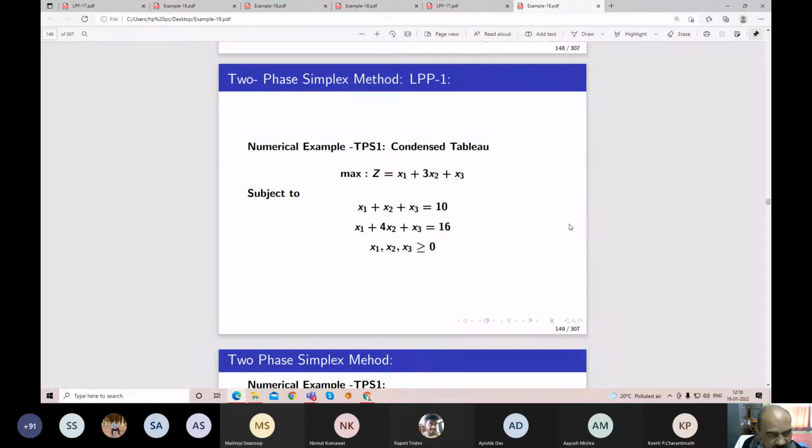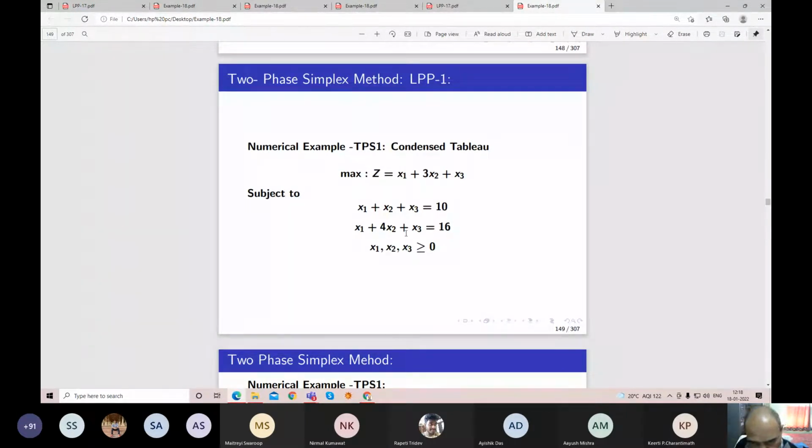And this is maximization type. The first problem has a maximization type objective function, and we are going to solve it using the two-phase simplex method. I am naming it TPS, two-phase simplex method. Because here we have two objective functions we'll formulate, one in phase 1 and another in phase 2. This is the problem.